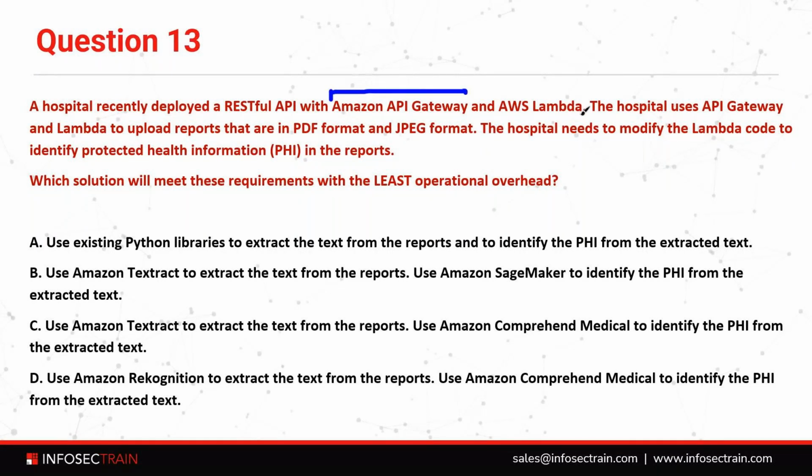The hospital uses API Gateway and Lambda to upload reports that are in PDF format and JPG format. So you are actually uploading files in this particular format. The hospital needs to modify the Lambda code to identify protected health information (PHI) in that respective report. They are saying that when you're uploading the medical records, whether in PDF or JPG format, just identify the PHI in that particular case. What solution will meet the requirement with the least operational overhead?